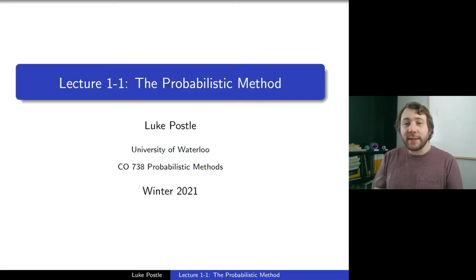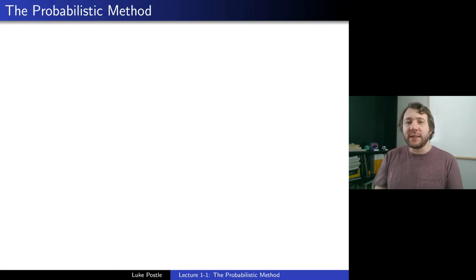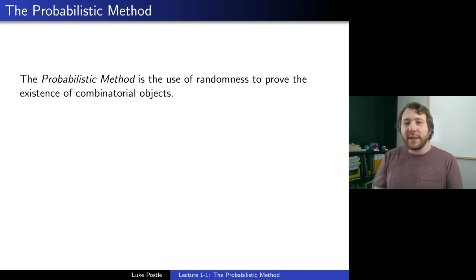Today we'll be discussing the probabilistic method. What is the probabilistic method? Roughly speaking, the probabilistic method is the use of randomness to prove the existence of combinatorial objects. It's one of the most important methods in combinatorics, and we'll be going over the basics of it today.